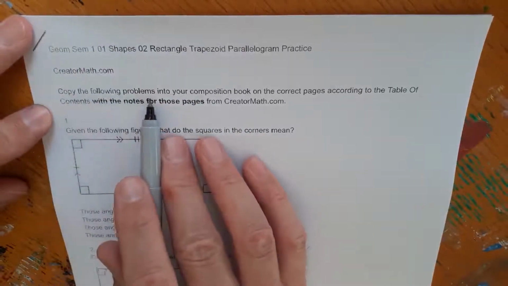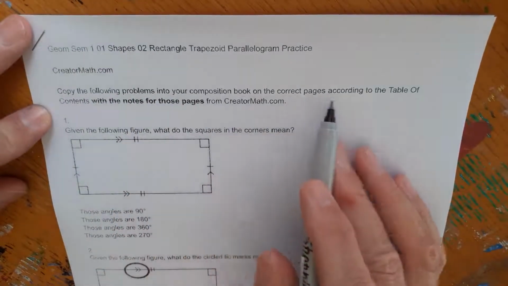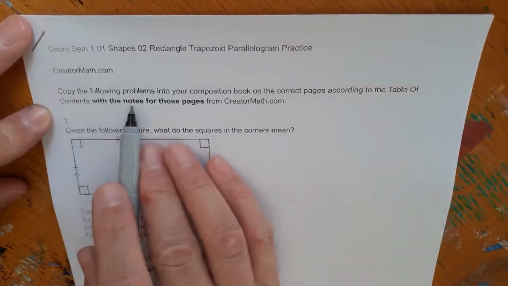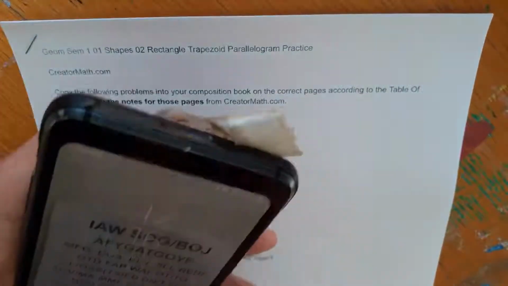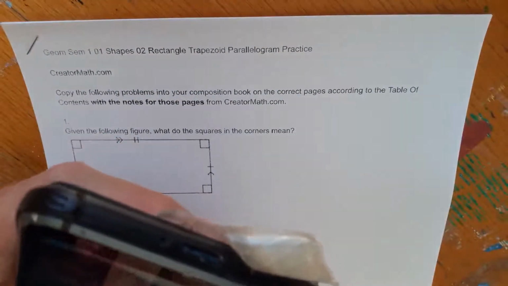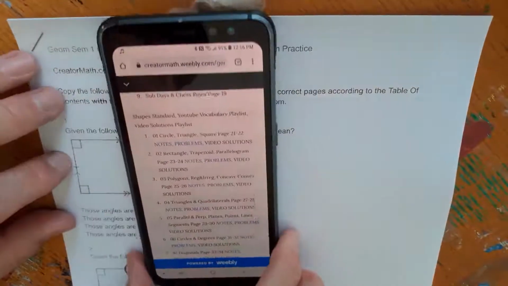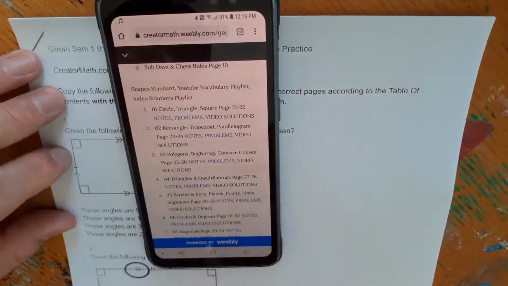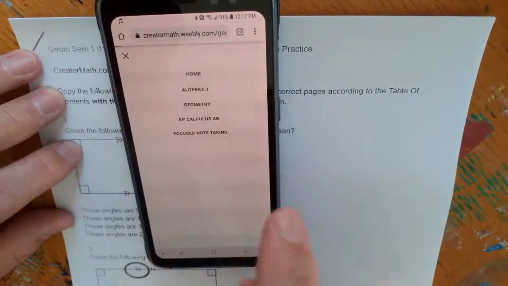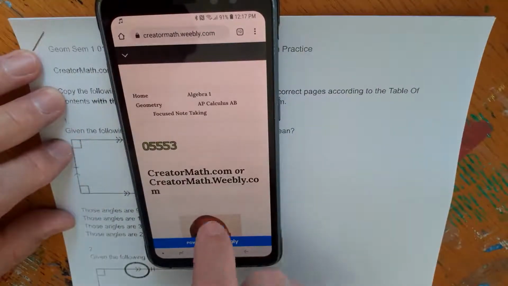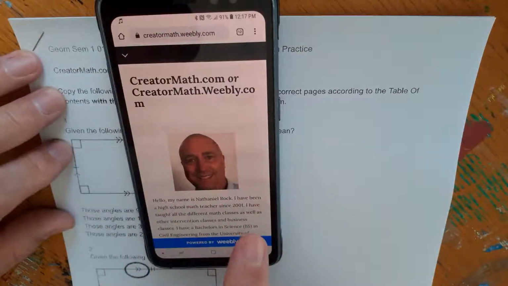The instructions are copy the following problems into your composition book on the correct pages according to the table of contents with the notes for those pages from creatormath.com. So just to show you that, creatormath.weebly.com. Here's what it looks like on the home page. This is where all your notes are and your practice problems. It looks like this when you get there.